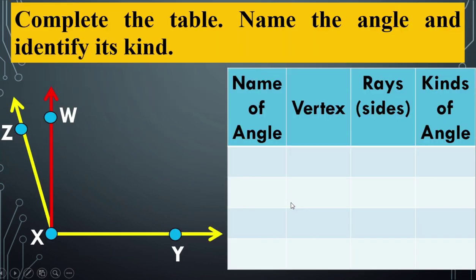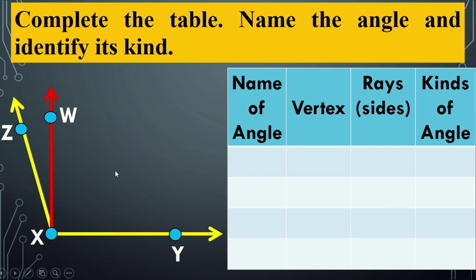Now, it's your turn. I want you to complete the table, name the angle, and identify its kind. So, for the first column, I want you to name the angle. So, first, tingnan nyo muna ilan ba yung angles na binigay ng figure. Tatlo. Okay, so dapat meron kayong tatlong angles dyan. And then, ibibigay nyo yung vertex ng tatlong angle. And then, ibigay ang rays ng tatlong angle. And identify the kinds of angle.